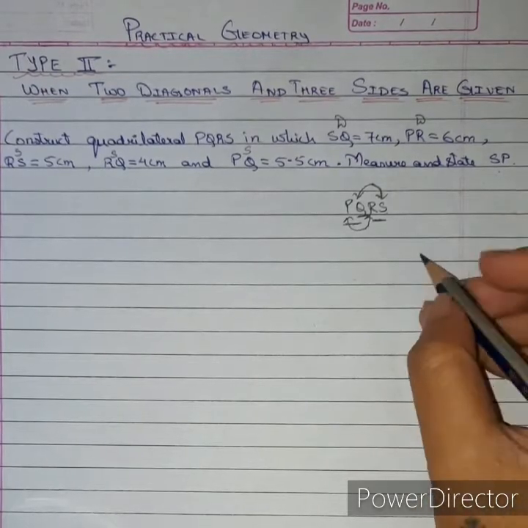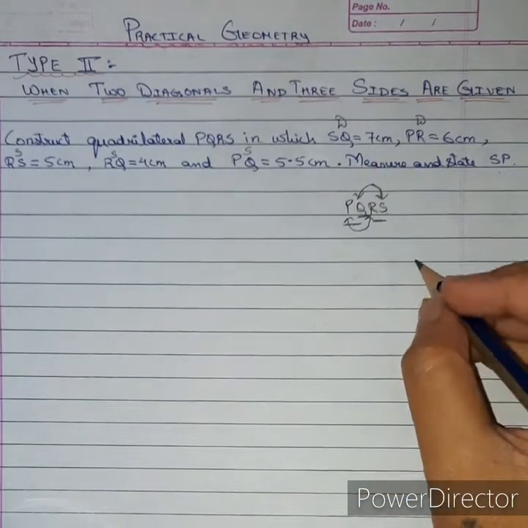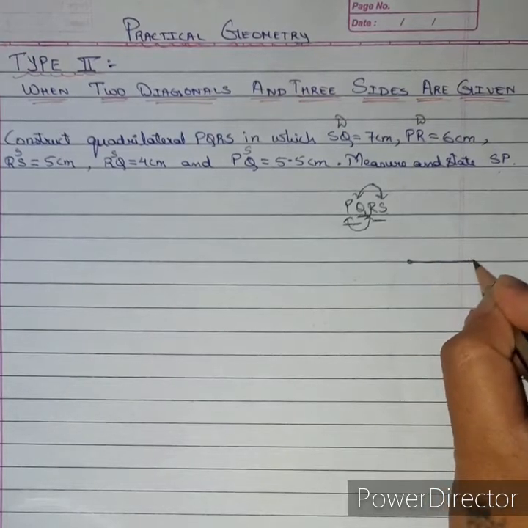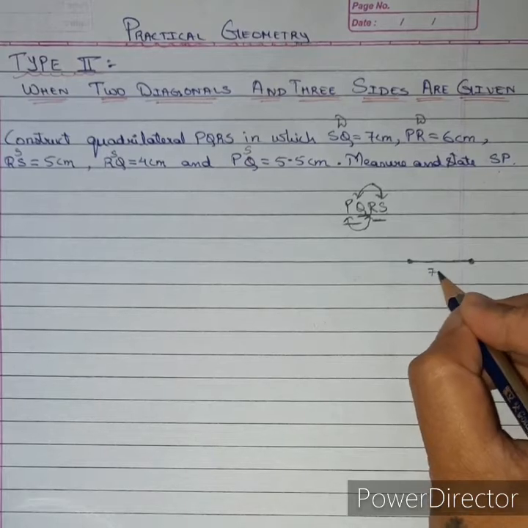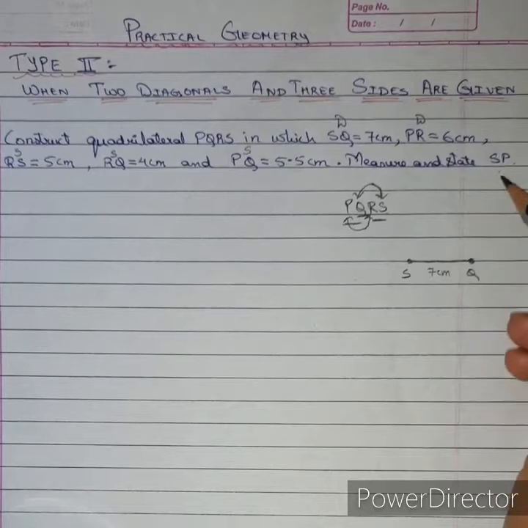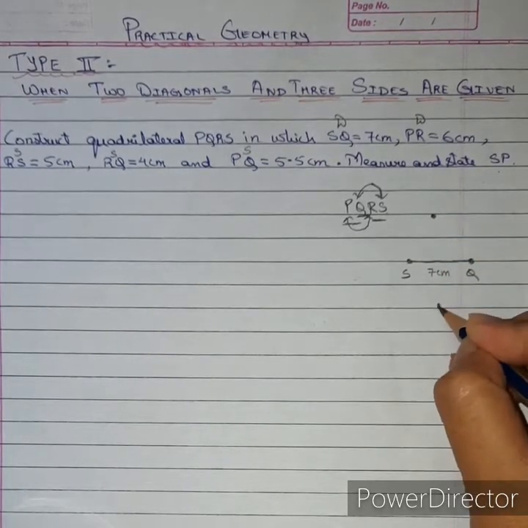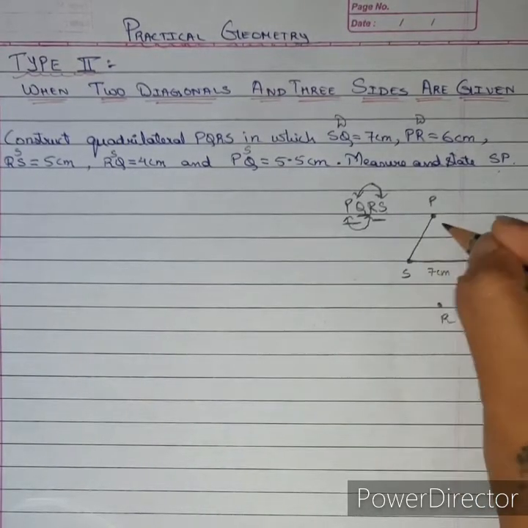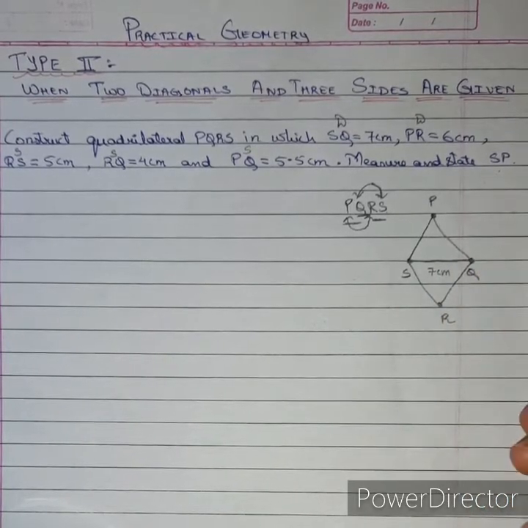Let us start with the rough figure. We can take any one of the diagonals. Let us take the bigger one, that is 7 cm SQ. Mark a point, reference, and draw the line for the rough figure. Then P and R are missing. You can place them anywhere. Let me place them here, R and P. So if I join these lines, I will get the quadrilateral of four sides.